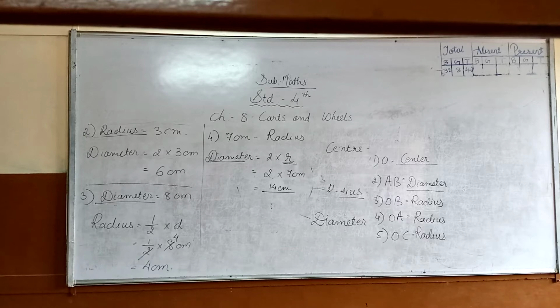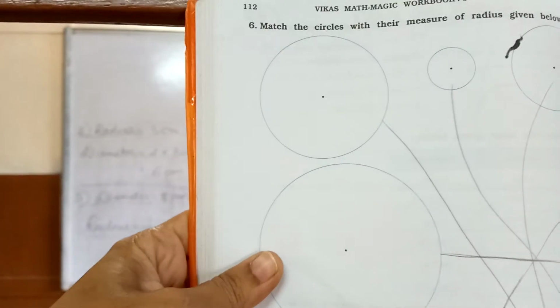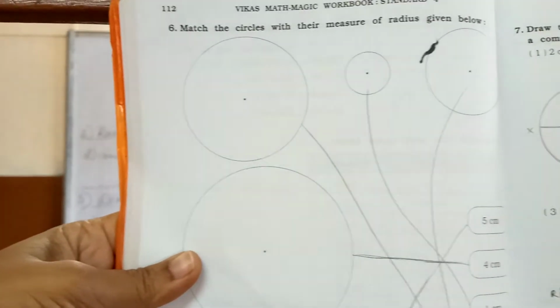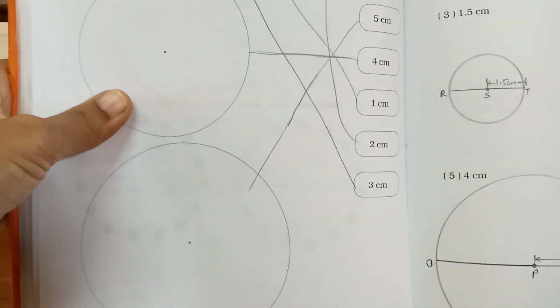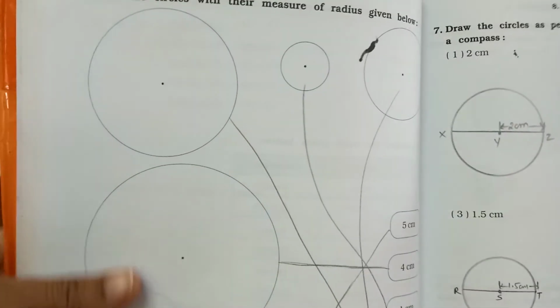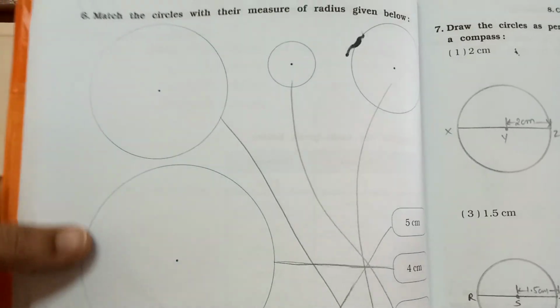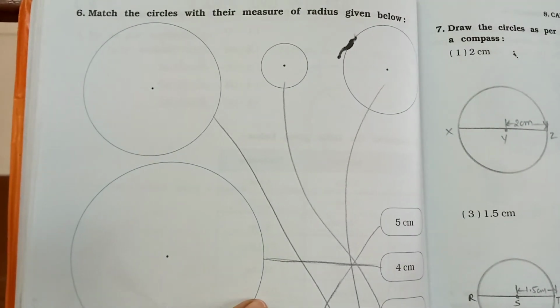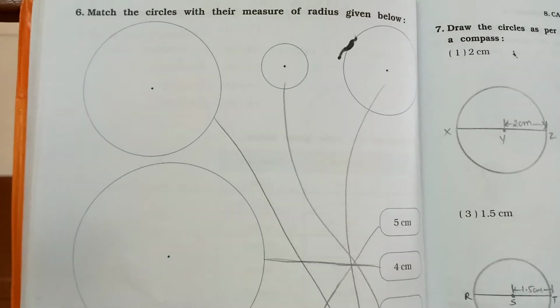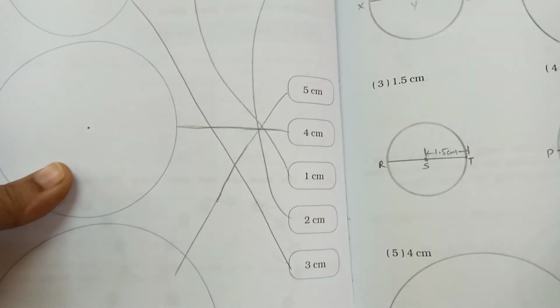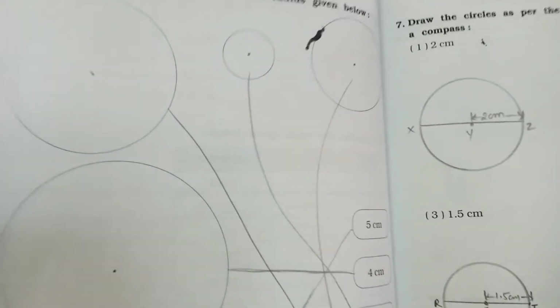Here question number 6. Match the following. Match the circle with their measure of radius given below. Here you can see different radii are given. So आपको सर्कल देख के ही पता चलेगा कि कौन सा सर्कल कितने मेजरमेंट का है. You just measure it with the use of compass and match it with the given radius over here.